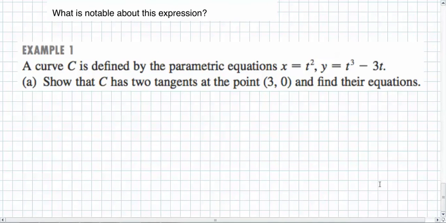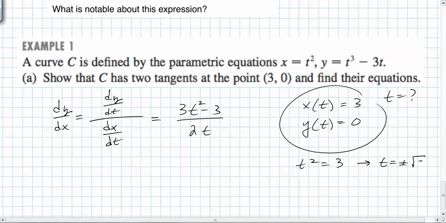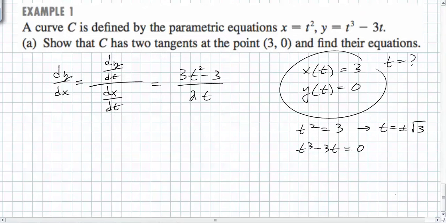A curve C is defined by the parametric equations x equals t squared, y equals t cubed minus 3t. Show that C has two tangents at the point (3, 0), and find their equations. We found tangent lines many, many times. How do you find tangent lines? We know that t cubed minus 3t has to be equal to 0. So that's t times what? t squared minus 3. Agree with that so far?